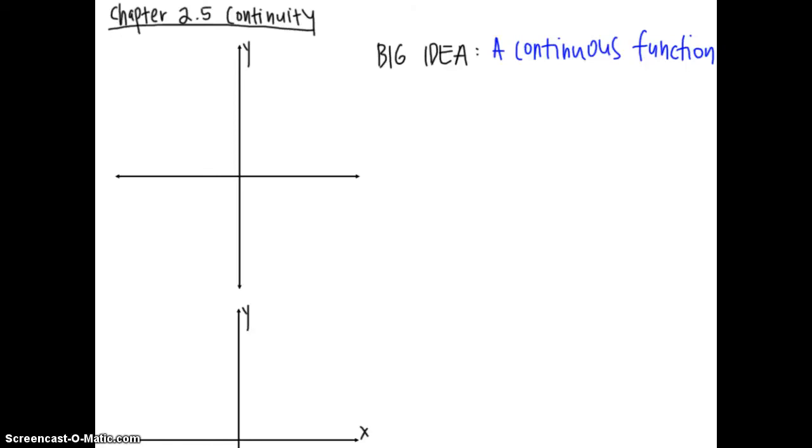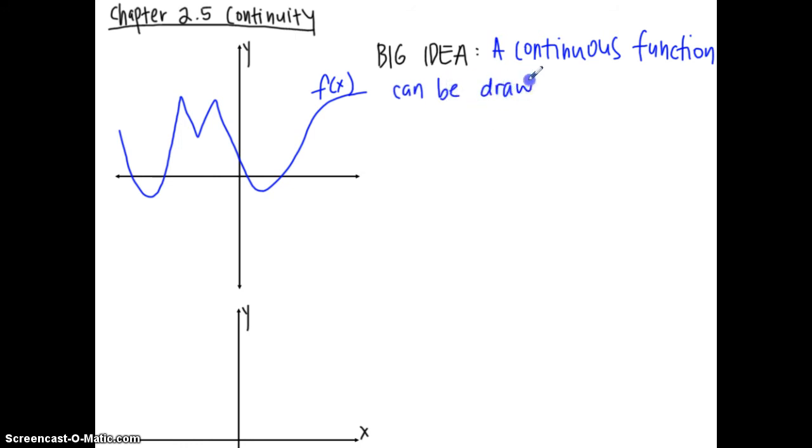Today we're going to be talking about continuity and whether a function is continuous or not. The main idea behind continuity is that if I can draw the graph without having to pick up my pencil, something like this, no matter how crazy it looks, as long as it's a function, then that function is continuous. So a continuous function can be drawn without picking up the pencil.